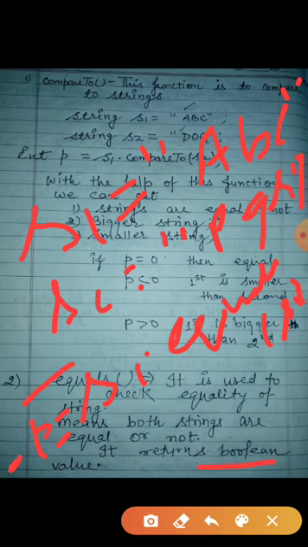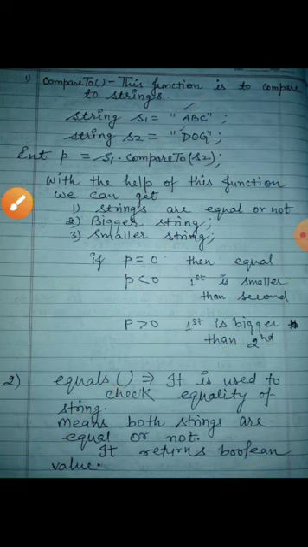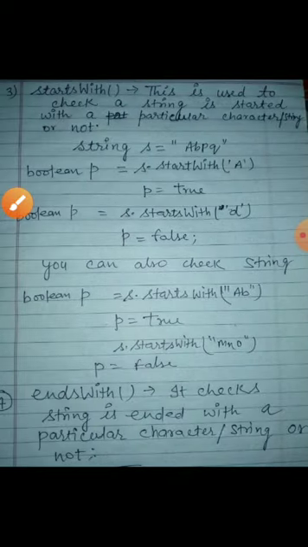If both strings are equal, then the equals function will return what? True. If both are not equal, it will return false. So look here, ABC and PQR are not equal, so it will return false. So what will be the value of P? False. Clear? Or suppose ABC here and also here, then it will return true. So the value of P will be true, but the data type we write here is boolean. I think there is no confusion regarding this. Now move on to the next function.